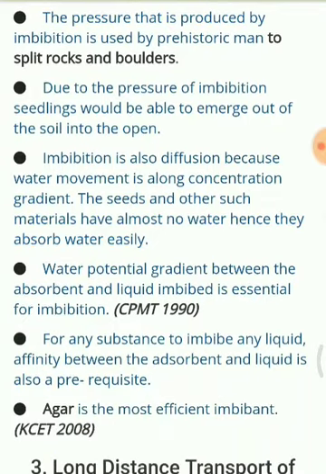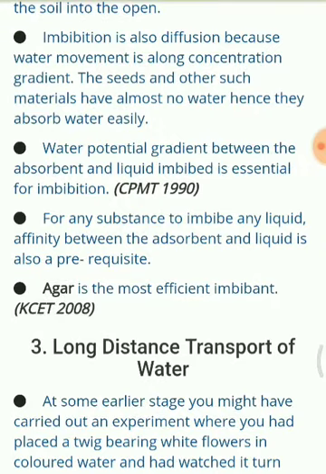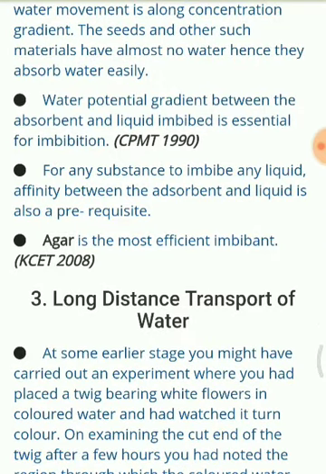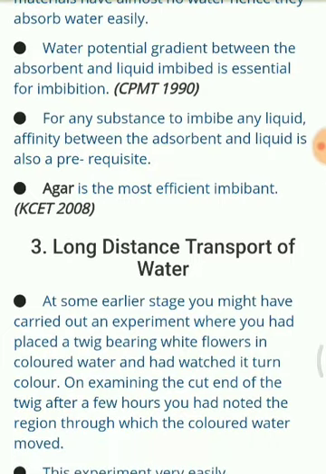Imbibition is also diffusion because water movement is along a concentration gradient. The seeds and other such materials have almost no water, hence they absorb water easily. A water potential gradient between the absorbent and the liquid imbibed is essential for imbibition. For any substance to imbibe any liquid, affinity between the absorbent and the liquid is also a prerequisite. Agar is the most efficient imbibant.